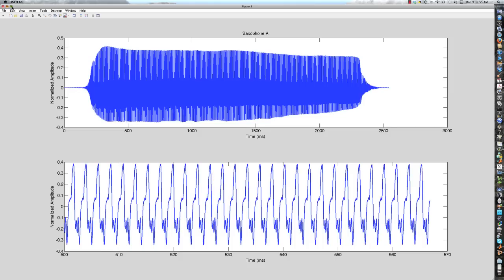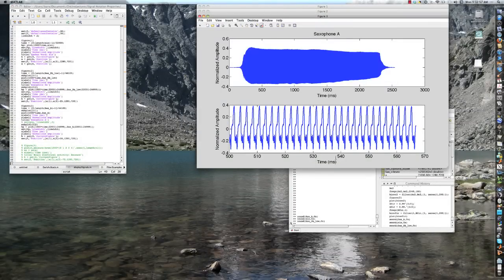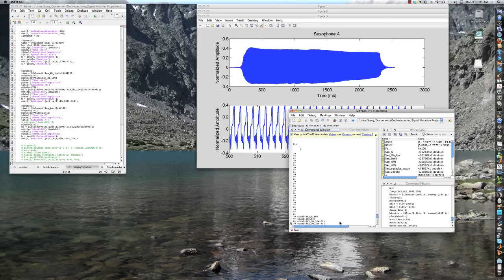Now the next one I want to look at is, before we go on, let's play that note for you so that you can hear it.